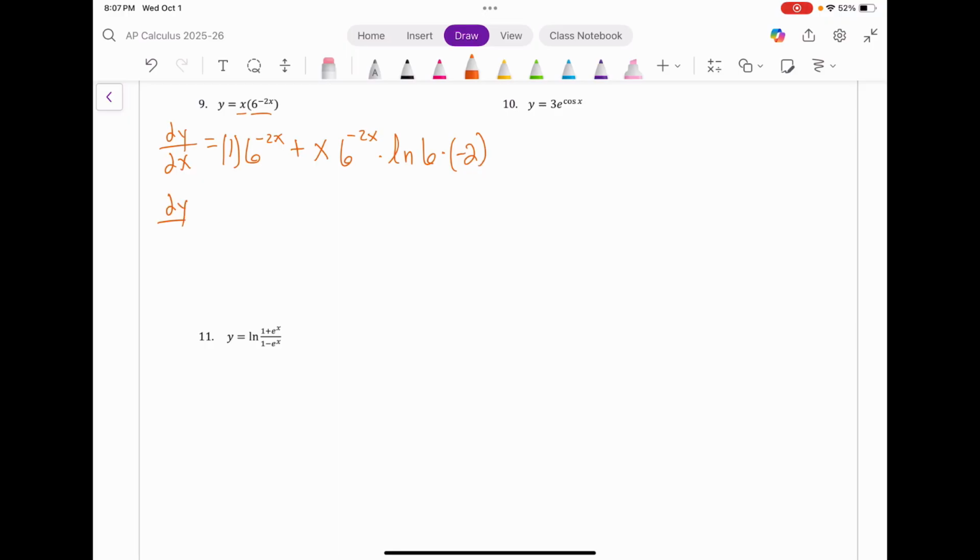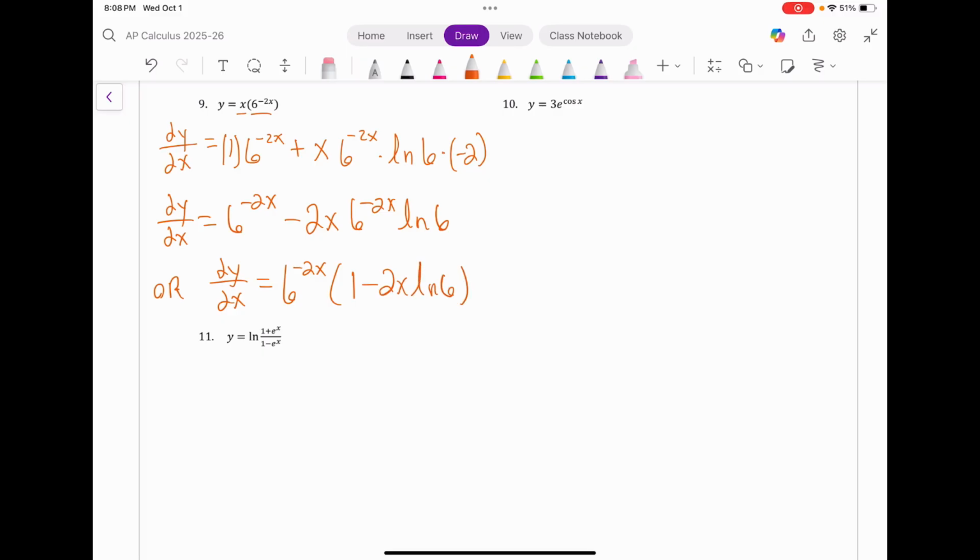Okay, and then we just simplify from here. All right, and so that's a good answer. Or you could see this as where they factor something out. Like that. So that's a good answer.